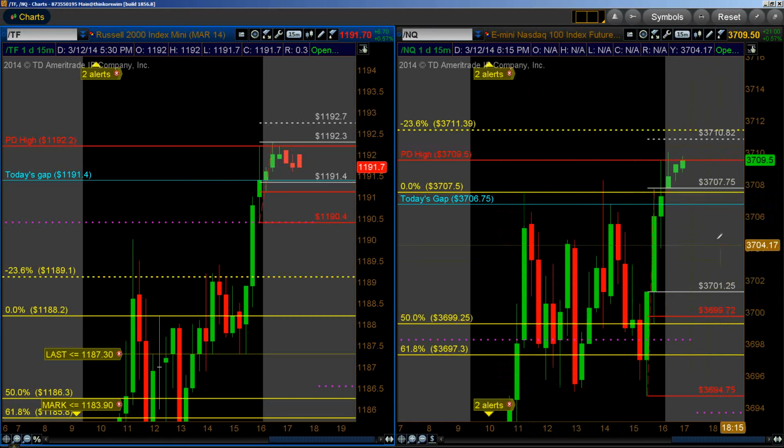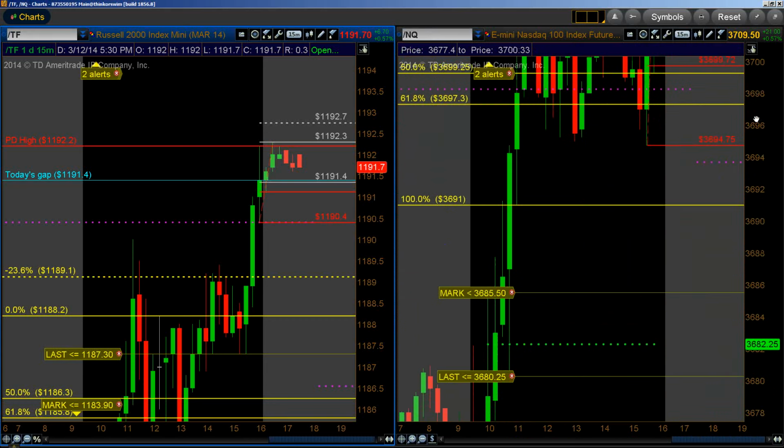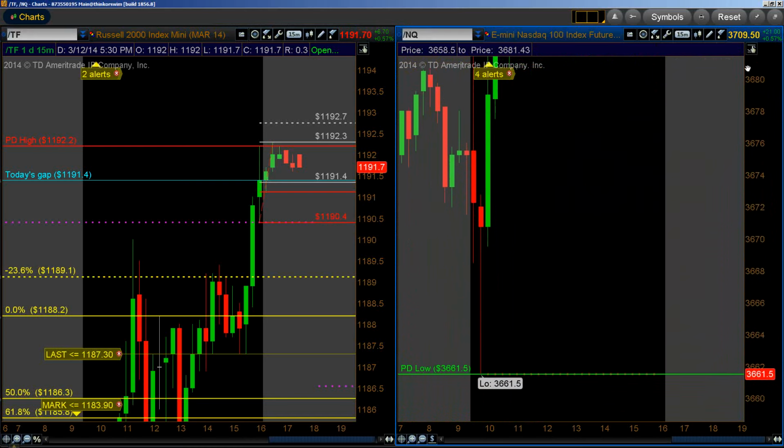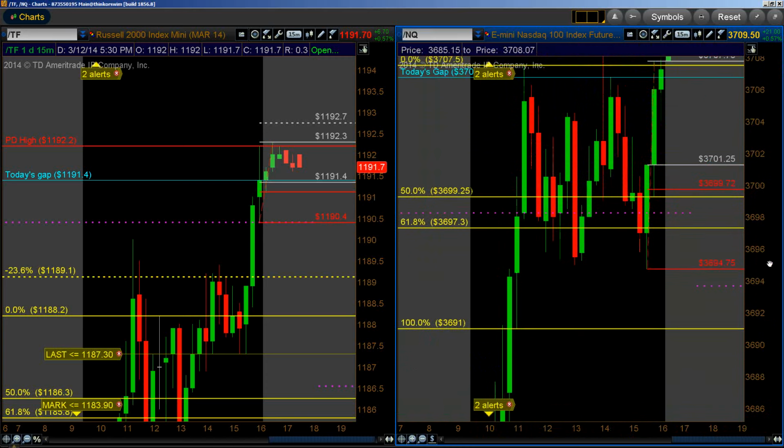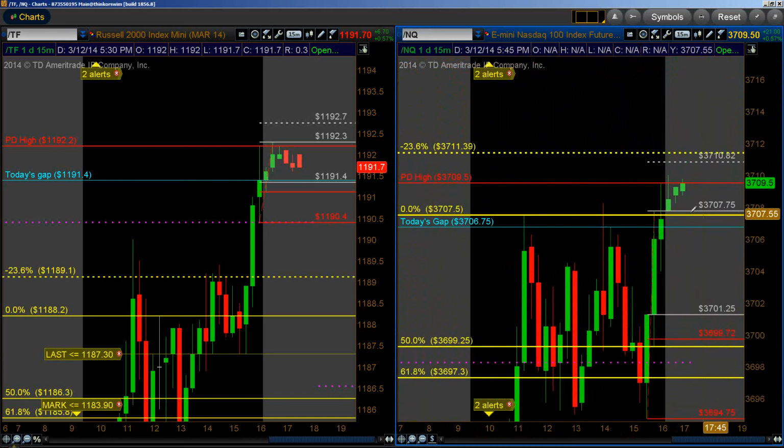Let's go to the NQ here. Today's high on the NQ, 3709.5. And the low was way down here at 3661.5. So the NQ made a low today, 3661.5, and a high of 3709.5. Tomorrow's gap for the NQ, 3706 3/4.